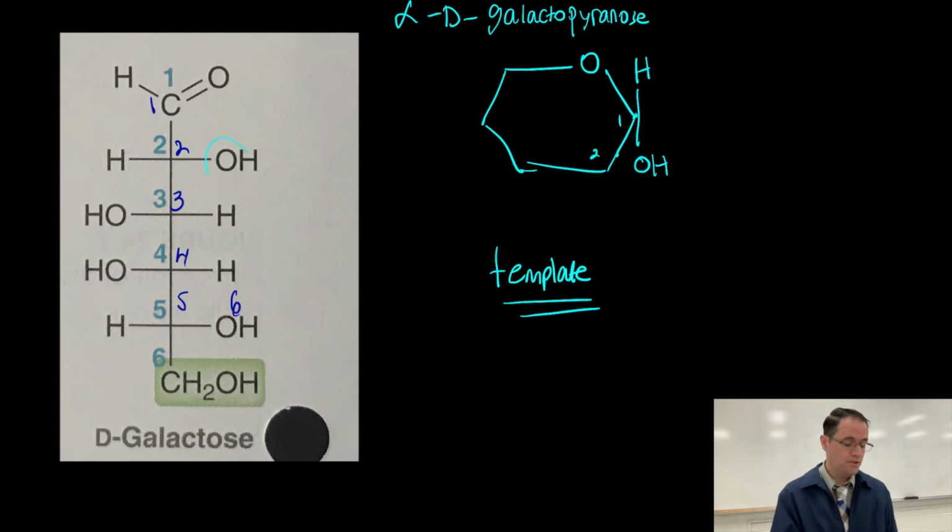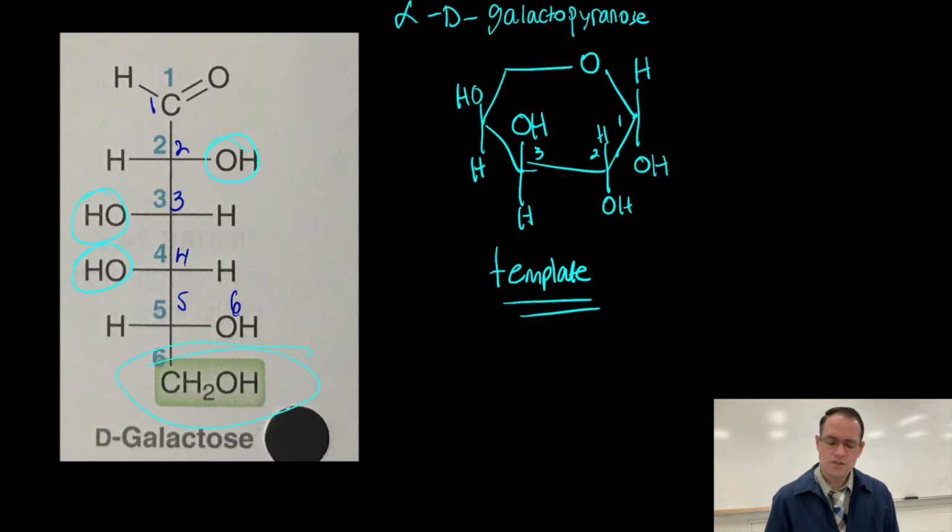So we move over to carbon 2. Here's the OH. Remember, if the OH is pointing to the right, we point it down in the Haworth projection. Here's carbon 3. The OH is pointing left, so therefore we point it up in the Haworth projection. Here's carbon 4. The OH is pointing left, so we point it up in the Haworth projection, okay? And then we have this CH2OH group, okay? And that's going to be pointing up like so. Okay?